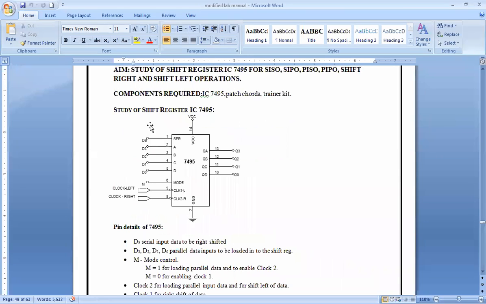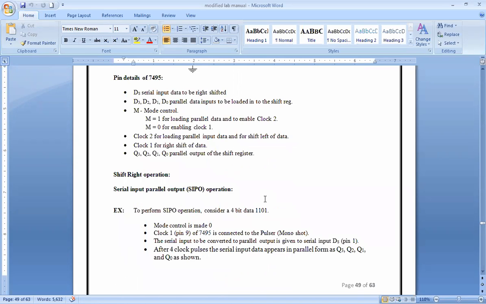Which means, do I have to enable my DS here because it is serial in? Should DS be enabled or not? Yes, sir. Yes, because it's a serial input. So once this is enabled, then I will give the data bit by bit.